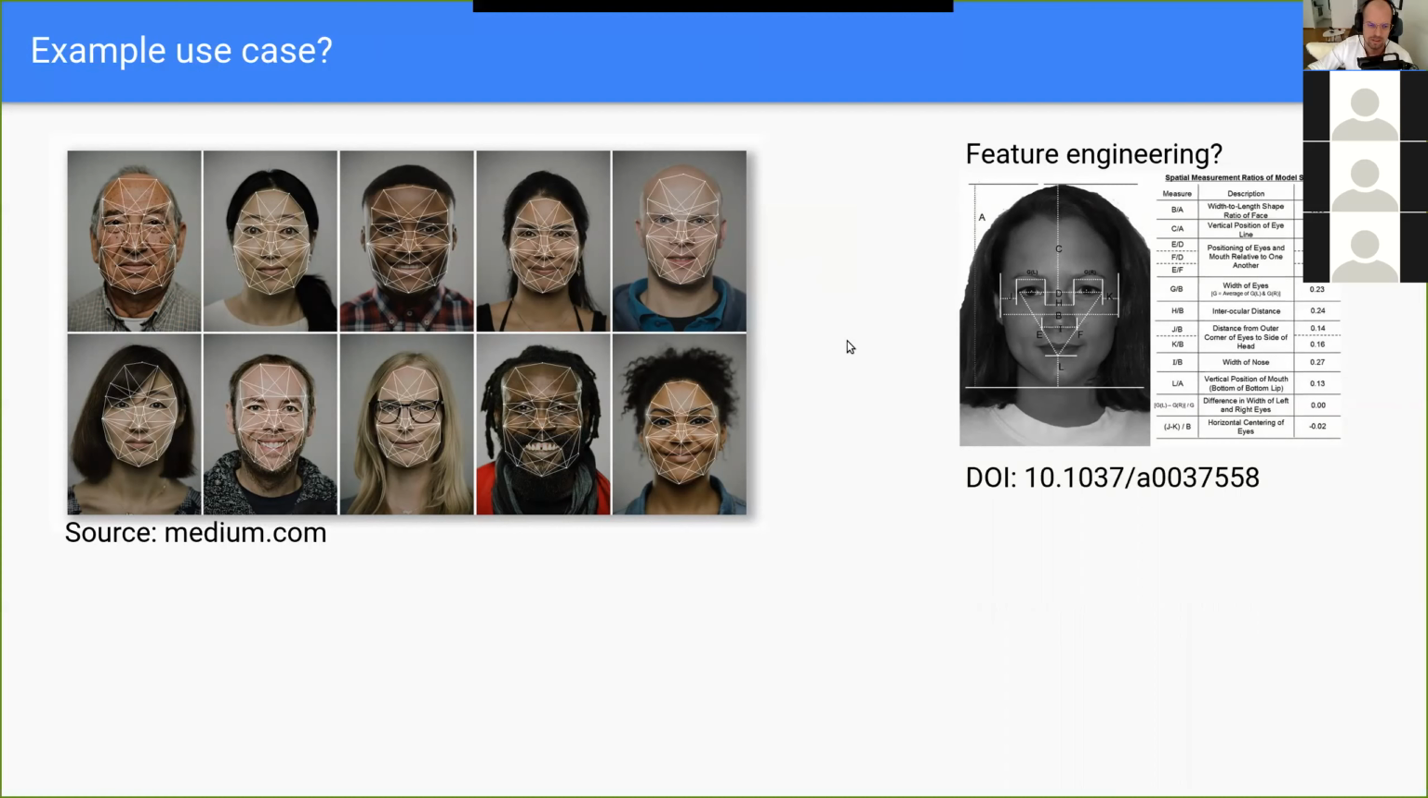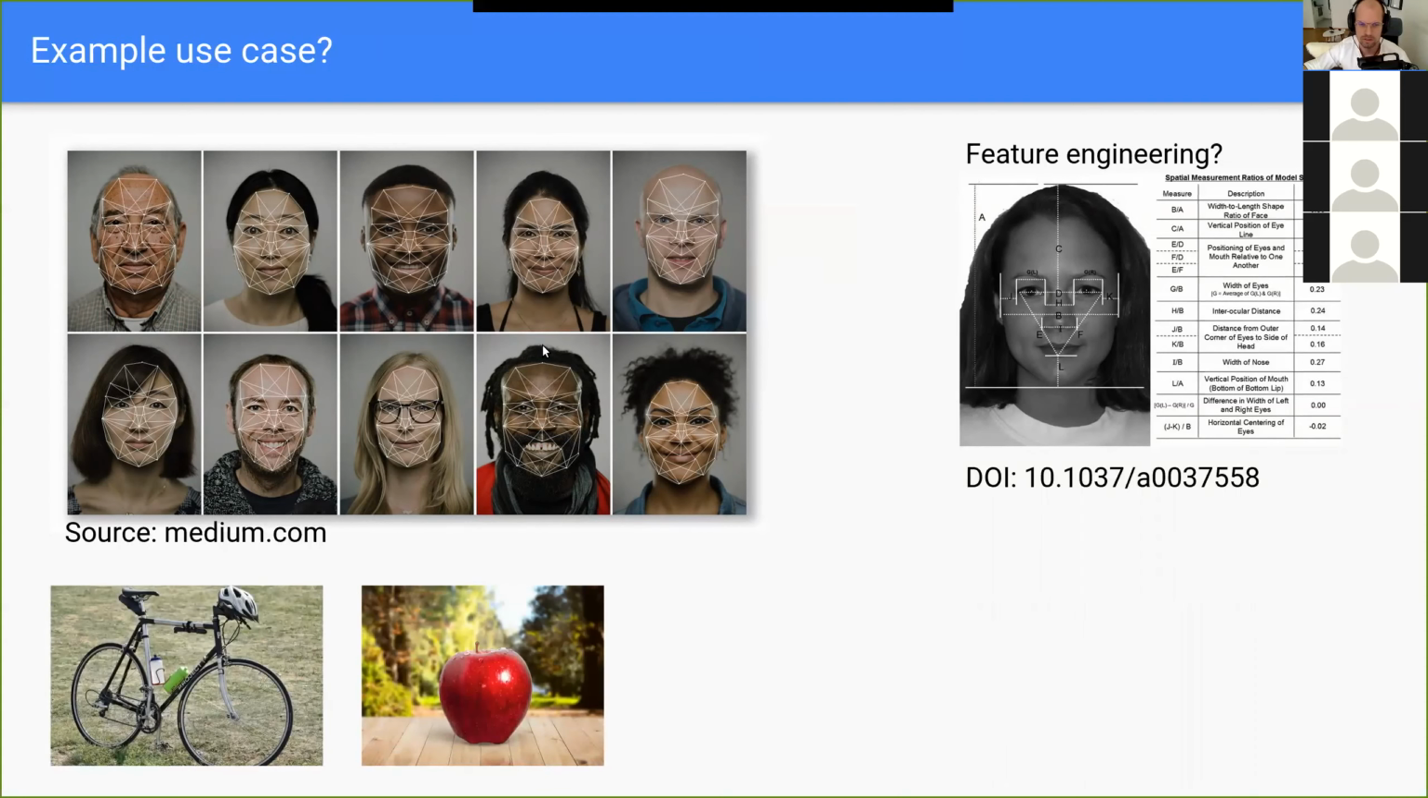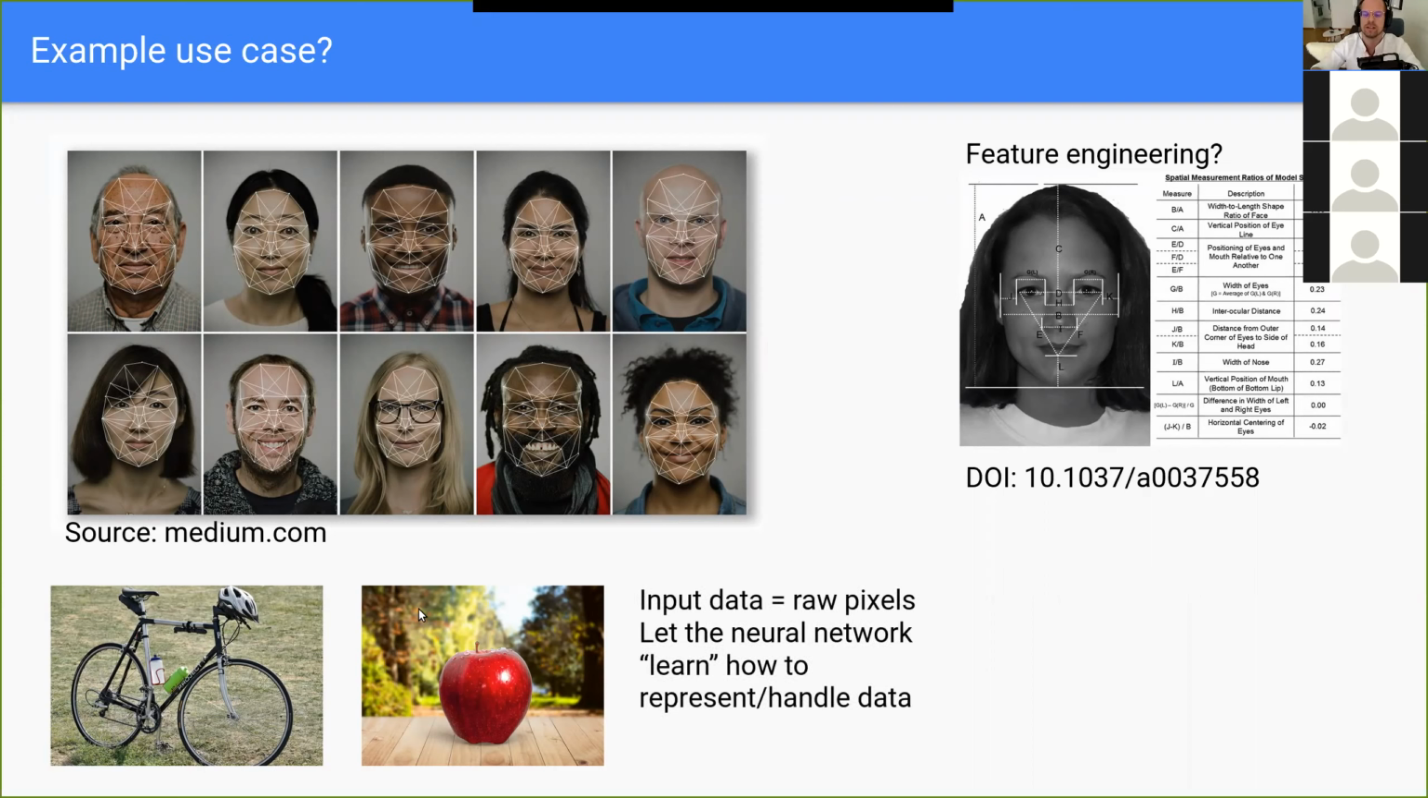But the problem is, what if we want to extend our machine to include a bicycle and then also an apple? So things where these features don't really work. In that case, there's no real similarities that you can quantify necessarily between the different systems you have. So the solution to that is basically input the raw data to your neural network, and then use the neural network to learn how to represent and handle your data.